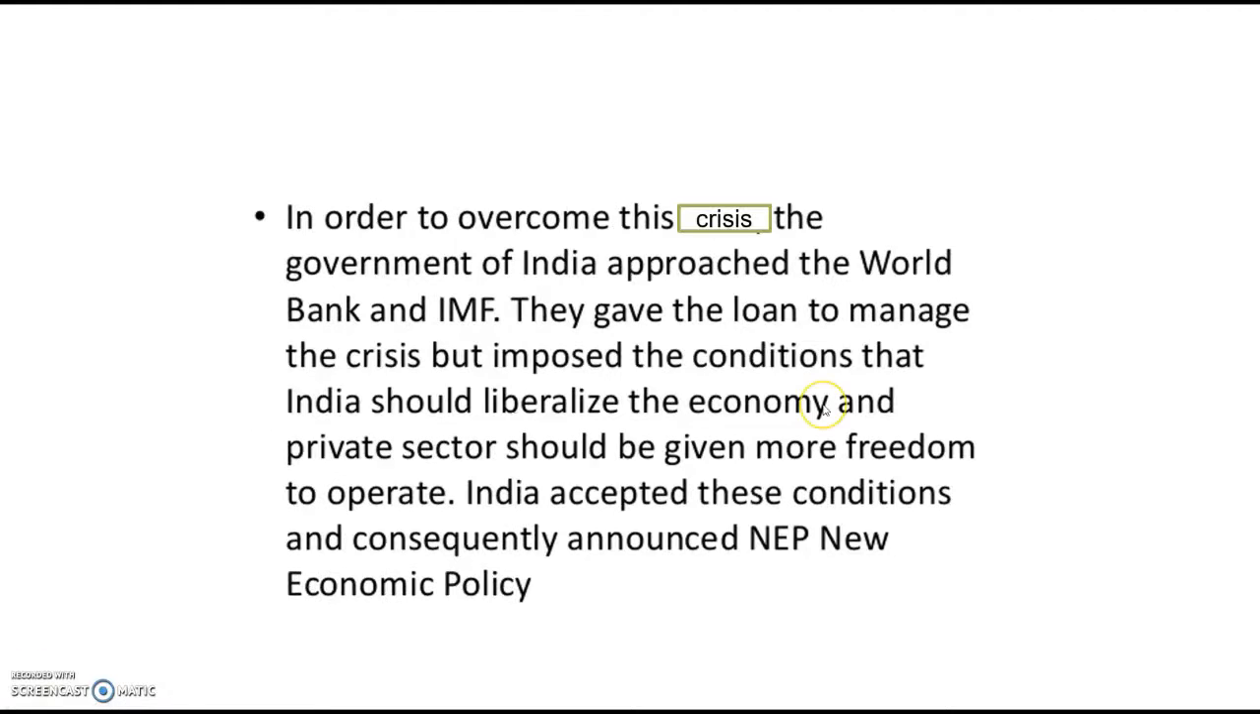In order to overcome this crisis, the government of India approached the World Bank and IMF, International Monetary Fund. They gave the loan to manage the crisis but imposed the conditions that India should liberalize the economy and private sector should be given more freedom to operate. India accepted these conditions and consequently announced NEP, New Economic Policy. NEP means New Economic Policy.